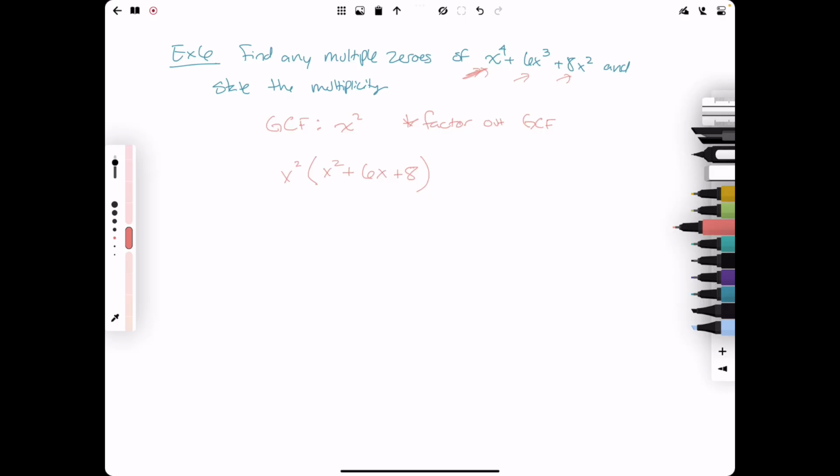Wait, don't you have the x squared? Oh, you do have x squared. I missed that part. So then I need to factor that trinomial.